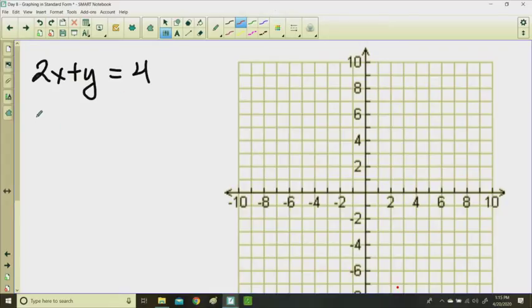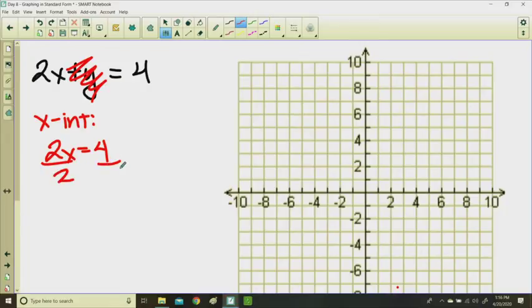Then let's go ahead and find the x-intercept. I'm going to find the x-intercept, again, cover up y. So I have 2x equals 4. I'm going to need to divide by 2 to get x alone. X is equal to 2. My x-intercept, remember x is 2, so (2, 0).